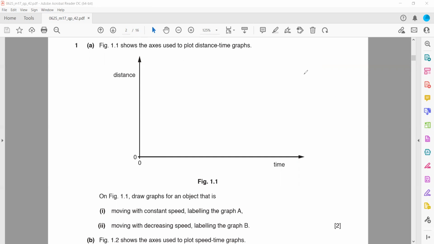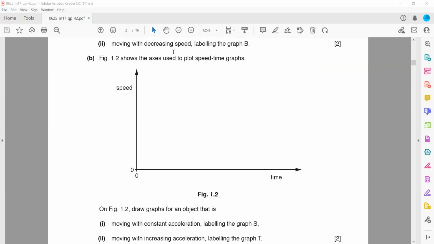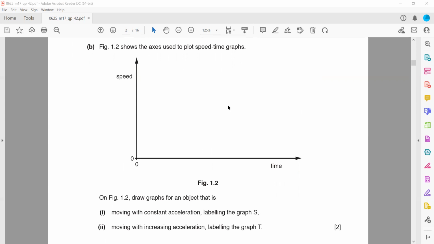The next part, the figure shows axes used to plot the speed and time graphs. On the figure, draw a graph for an object moving at a constant acceleration, label that S, and another graph for increasing acceleration, label that T. So use screen annotation to complete this part.